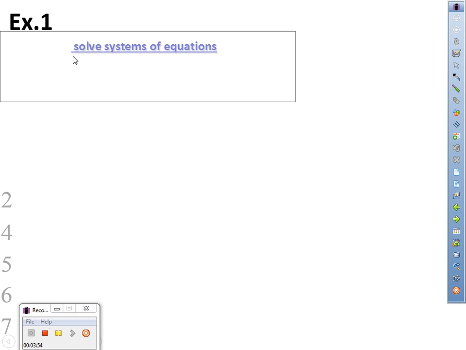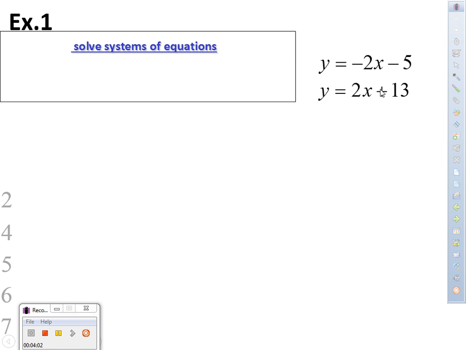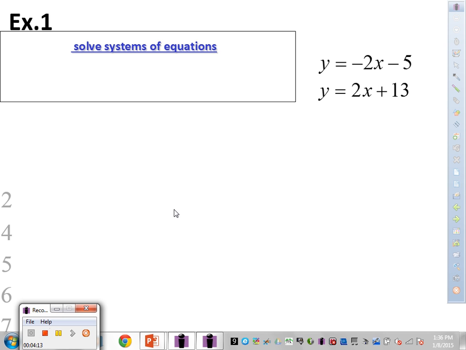Example 1. Don't copy this box. I'm going to have boxes here with the steps, but copy this system. Example 1 says, solve system of equations. Here's a system, y equals negative 2x minus 5, and y equals 2x plus 13. Copy that. All right, here we go.